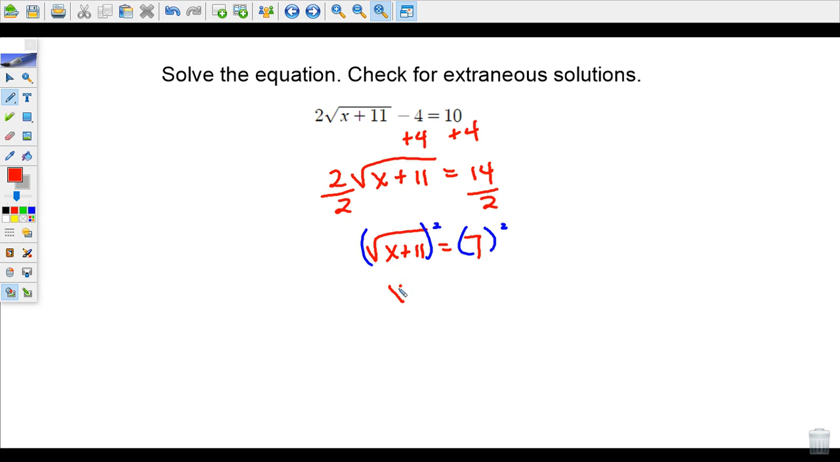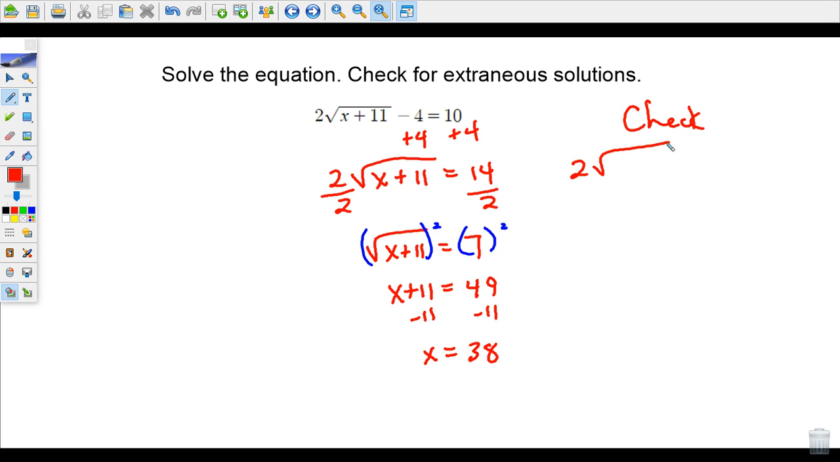On the left, we'll get x plus 11. On the right, we get 49. And one more step here, subtract 11. X is going to be 38, at least from solving it, but let's check it.